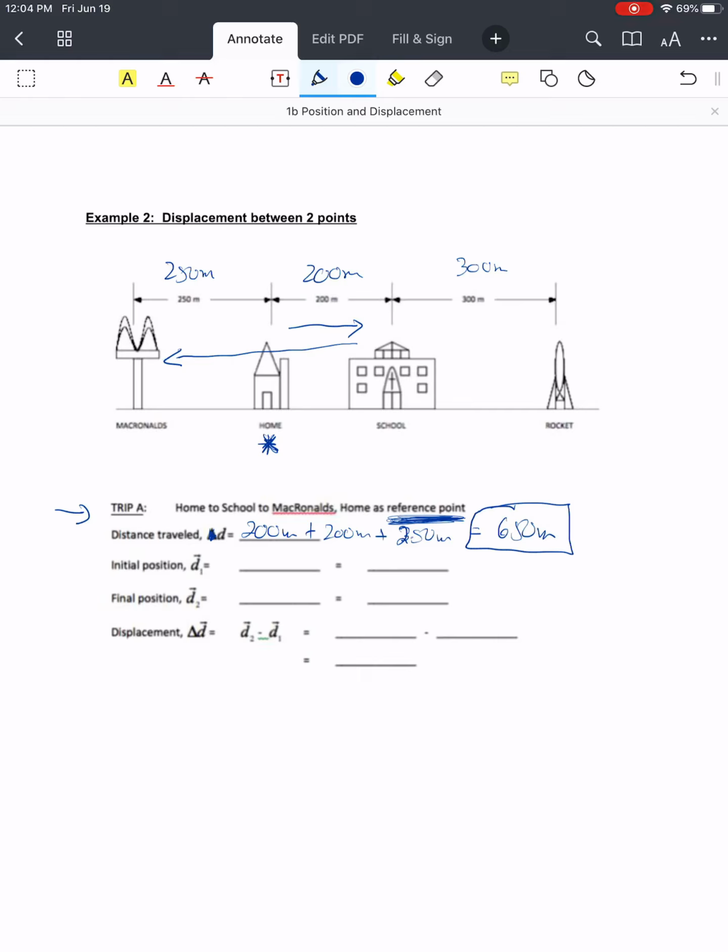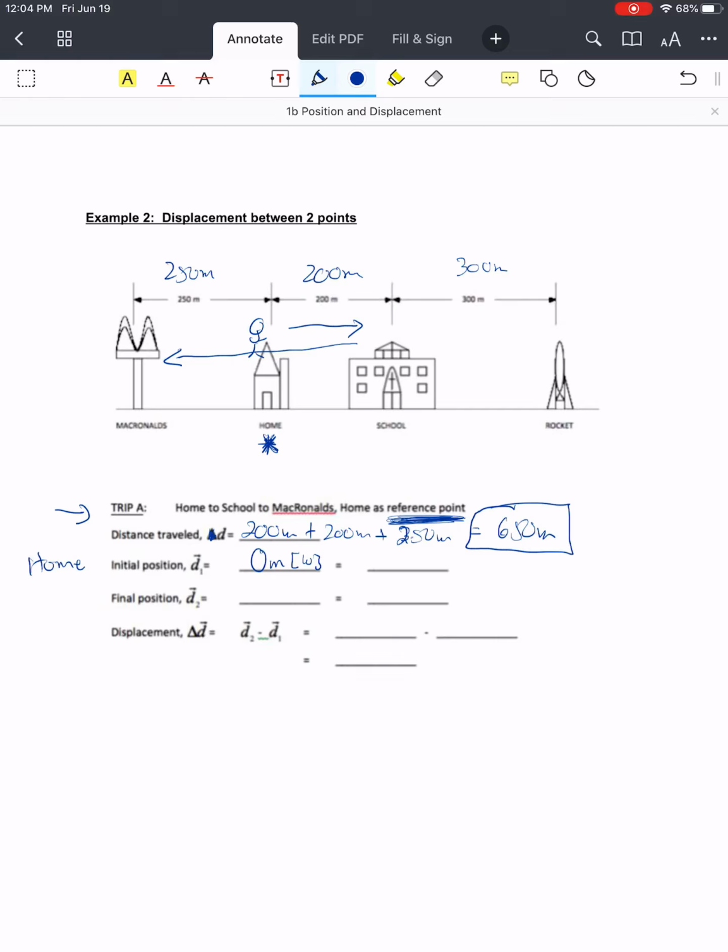Now, what is your initial position? So di or d1, your initial position. So you started off at home. Now, position is how far you are away from a reference point. So if I started from home and I'm at home, how far am I away from my reference point? And the answer is 0 meters. Now remember, position is a vector quantity, so you also have to have a direction. Because there is no direction, because 0 is anything, you're just going to put 0 meters west. It doesn't matter. Okay, it's just 0 meters.